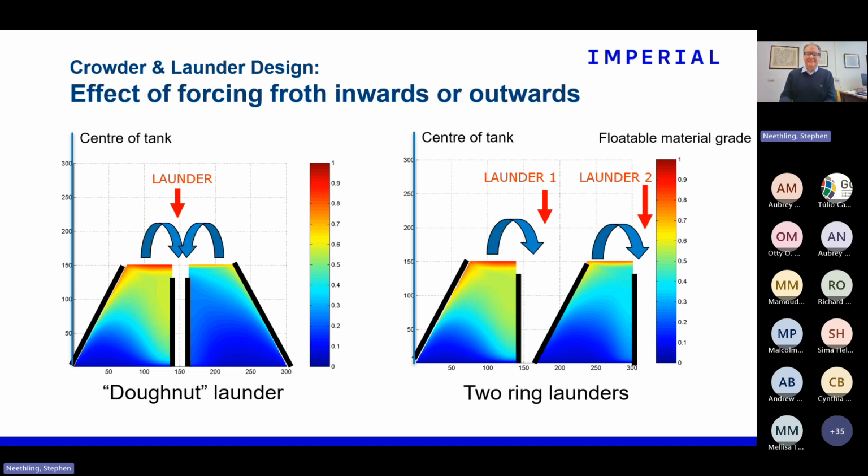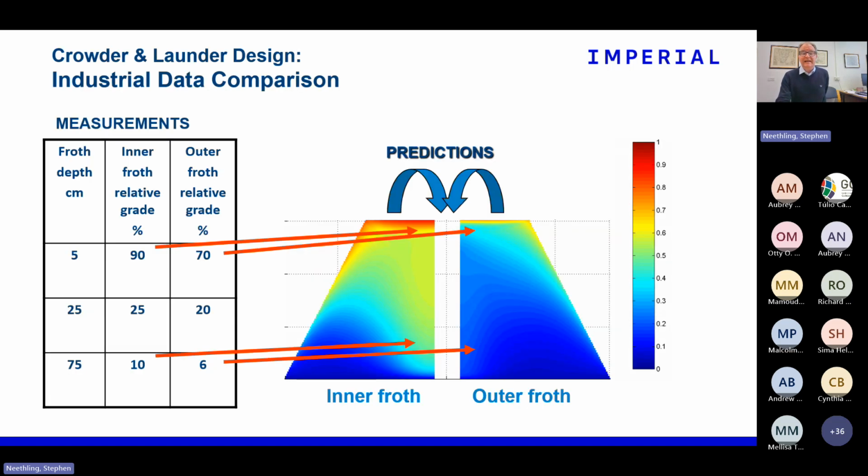And we mentioned this to our, well, it's actually Anglo Platinum at the time, and they had cells with these sorts of launders, and so they decided to go and see if this was the case, to, I suppose, gain confidence in the ability of these models to do these predictions. And that is exactly what they found.